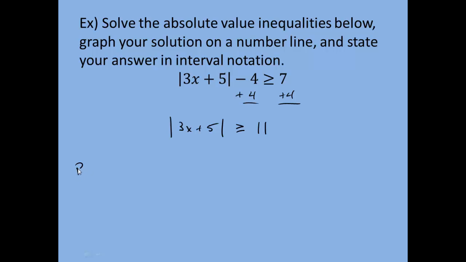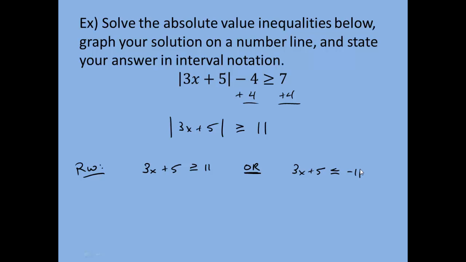Which is, first we have to rewrite. And when I go to rewrite this, for greater than, I like to remember it as, write exactly what you see, just without the bars first. So it's 3x plus 5 is greater than or equal to 11. And remember, greater than is an or statement. So, or, the 3x plus 5 stays the same, and then you switch this to less than or equal to negative 11.